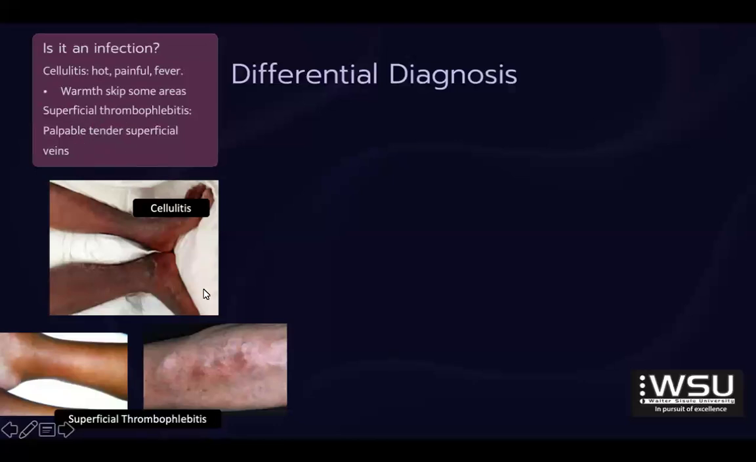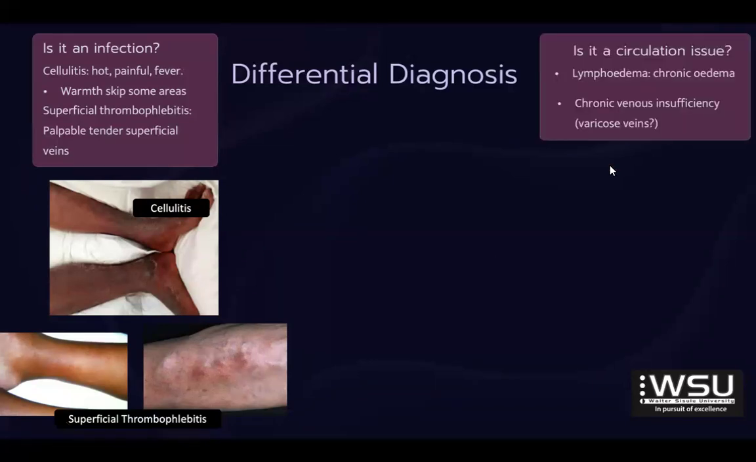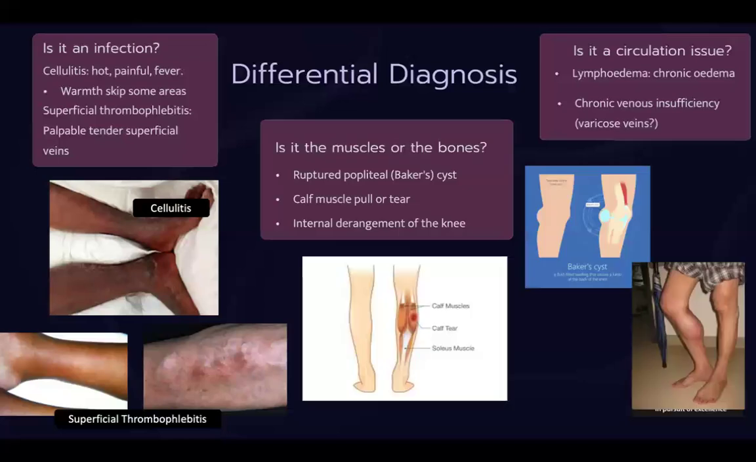One can also get superficial thrombophlebitis, that's here at the bottom, and you can actually sometimes even see or feel those palpable, tender, superficial veins in those scenarios. The other thing is it might be a circulation issue, such as lymphedema or chronic venous insufficiency, varicose veins, but usually in those scenarios, you would see bilateral swelling of the legs. So the unilateral is certainly a helpful clue.